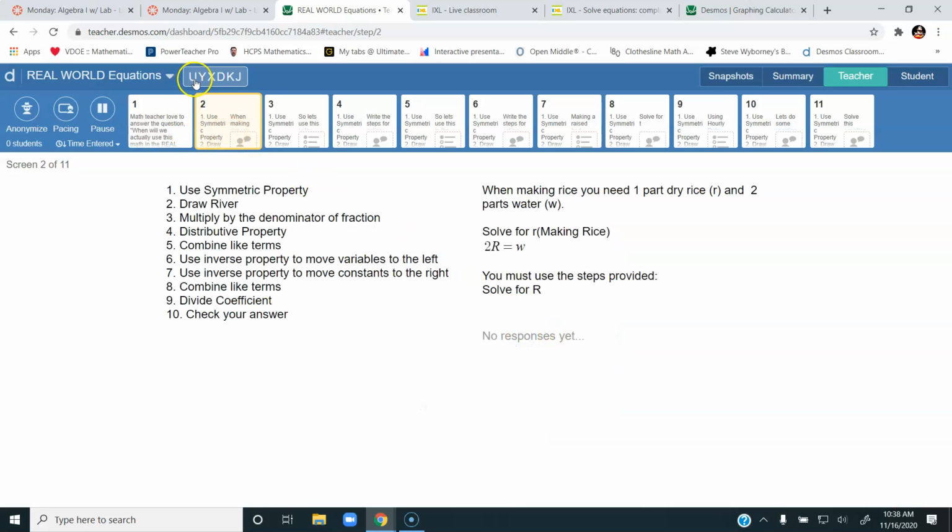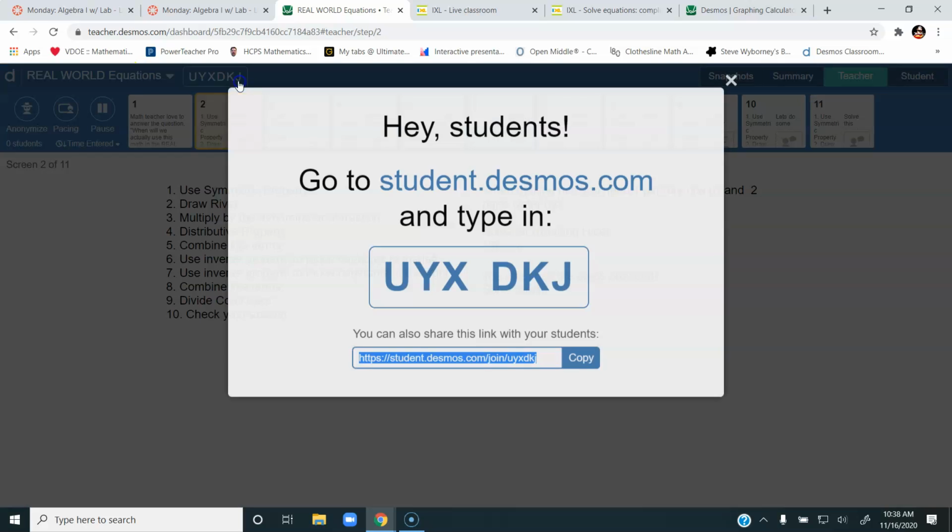So we're going to go ahead and we are going to log in here.